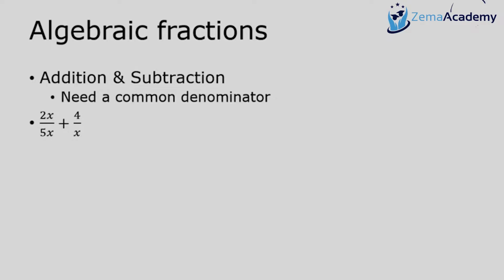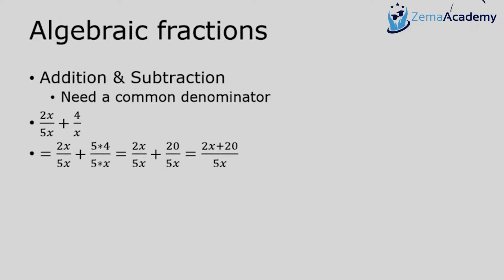So I'm going to get them to have a common denominator, and I'm going to do that by multiplying the fraction on the right by 5. I'm going to multiply top and bottom by 5. So that's going to give me 2x over 5x plus 5 times 4 over 5 times x. That gives me 2x over 5x plus 20 over 5x. And now I can add those two top pieces together and get 2x plus 20 all over 5x.